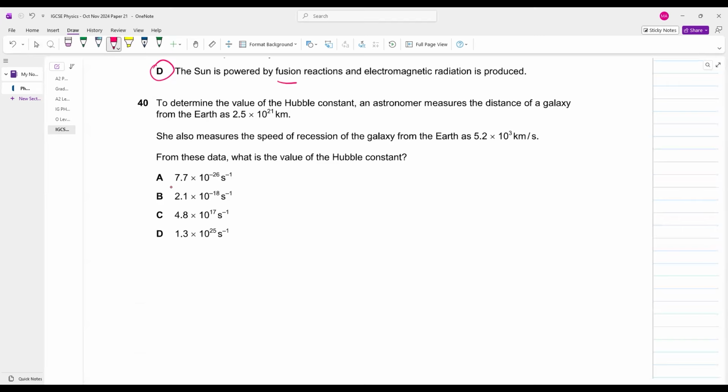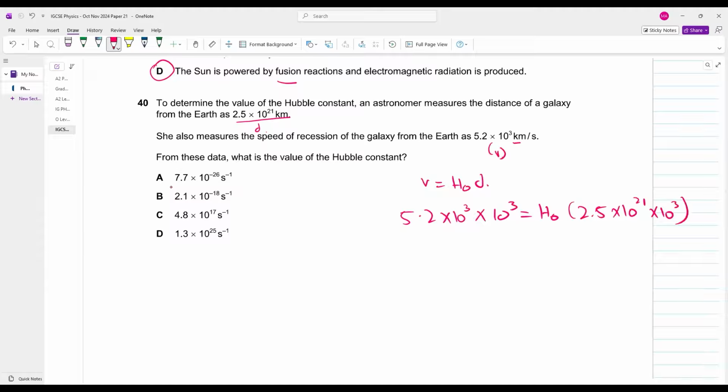To determine the value of the Hubble's constant, an astronomer measures the distance of the galaxy from the Earth. This is D. She also measures the speed of recession from the Earth. That is V. You have to calculate the Hubble's constant. V is equal to H naught D. V क्या है? 5.2 into 10 raised to the power of 3. किलोमीटर की जगह क्या आ जाएगा? Further, 10 raised to the power of 3 is equal to H naught. D की वैल्यू क्या है? 2.5 into 10 raised to the power of 21 into 10 raised to the power of 3.